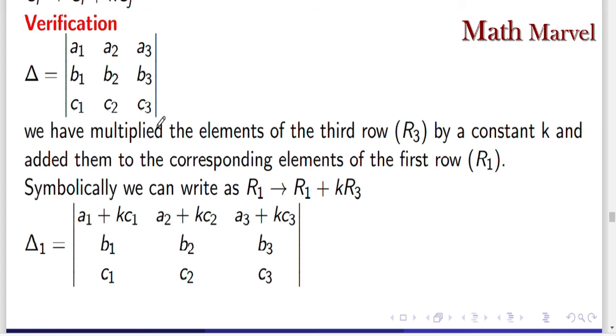Again the third element of row 3 is multiplied by k, so kc3, add in a3, so we have a3 plus kc3. Okay, so this one is my resultant row r1. In this row what we do? Row 3 multiply by k and add in 1. So according to this property, if this type of operation we do on determinant, whatever the new determinant we have, it has the same value. So no change in the value of the determinant after doing this type of operation.